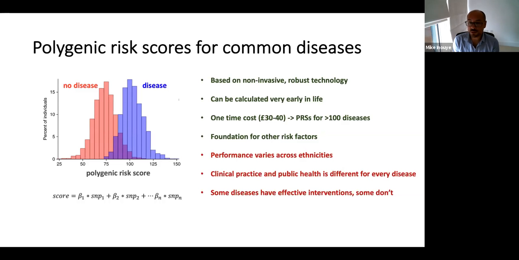Because it's germline DNA, it can be calculated very early in life. That's not to say that the effects don't change throughout life, but you can do this once, anytime in the lifetime of the individual, and you get the same thing.